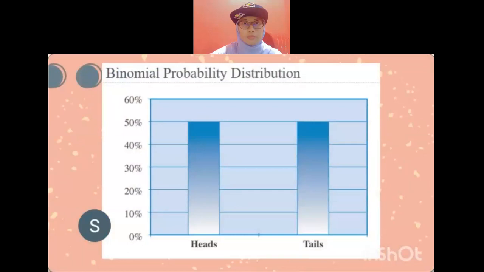Binomial probability distribution is a frequency distribution of the possible number of successful outcomes in a given number of trials, in each of which there is the same probability of success. This is an example of binomial probability distribution.